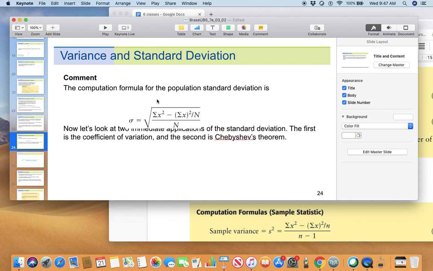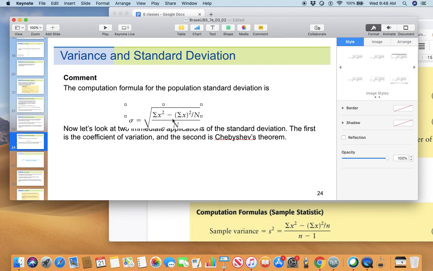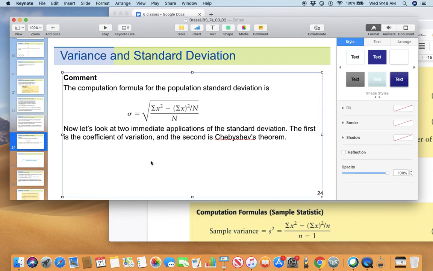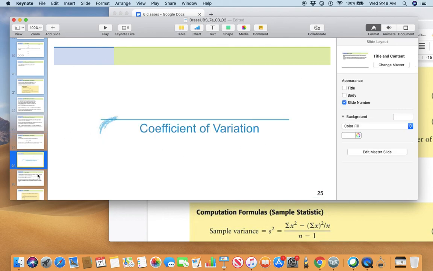Okay. Whereas the computation formula for sigma is, look, it's quite similar to this, except instead of n minus 1, you have a capital N. Okay. Now look at immediate applications of standard deviation. The first is, and this should be moved up. Okay. So let's look up coefficient of variation and Chebyshev's theorems. We'll look at them in our next video. So coefficient of variation will come up next.